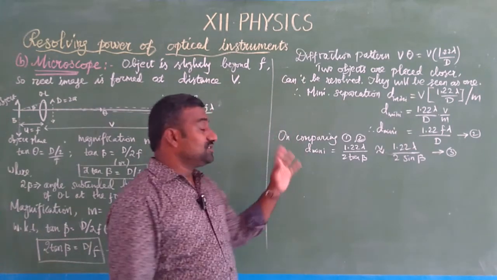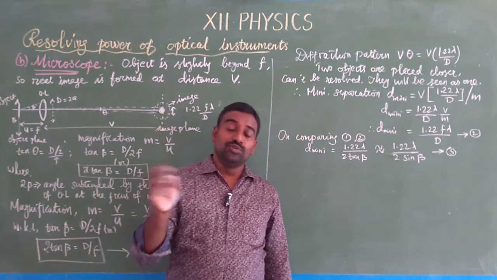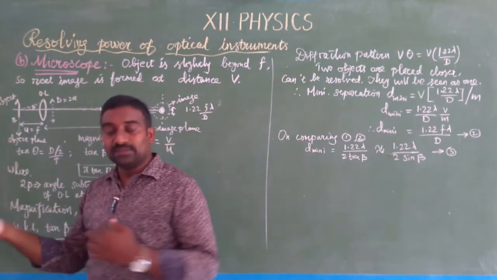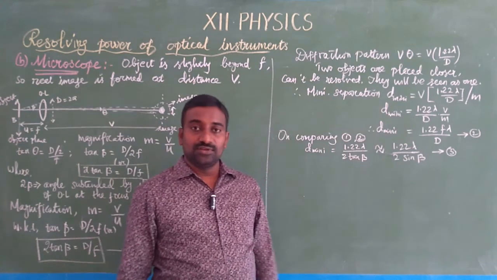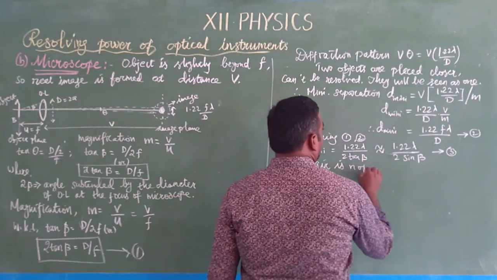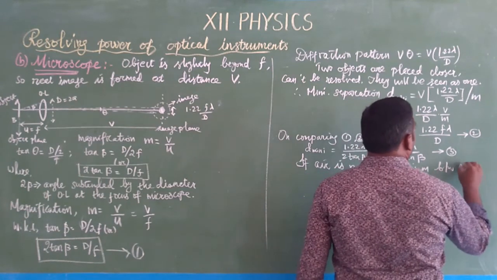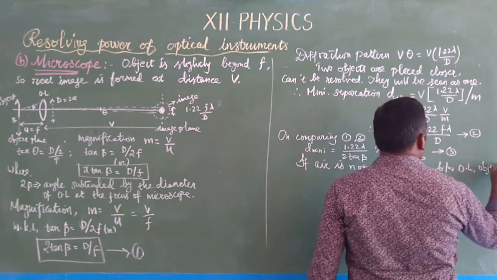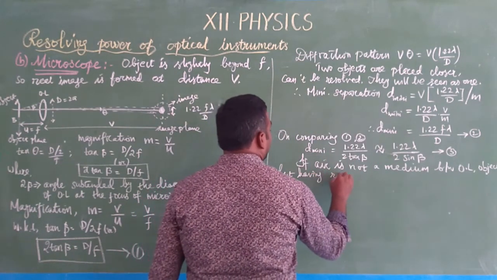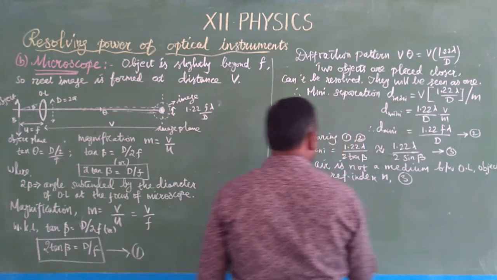Now, if air is not the medium, that is, if between the object and the lens there is some other medium having some refractive index instead of air, then the refractive index must also be considered. If air is not the medium between the objective lens and the object, but a medium having refractive index n, how do we modify equation 3?